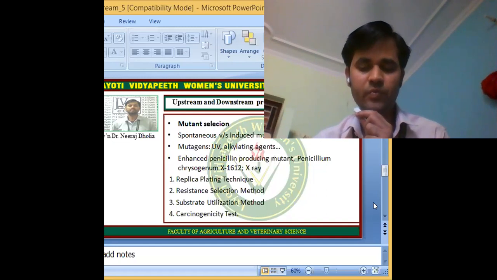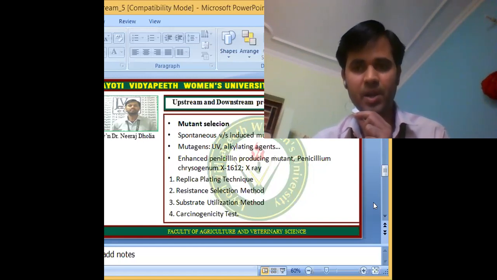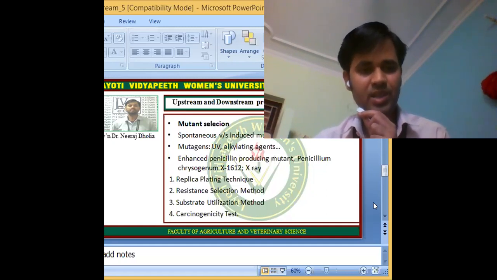Okay, so if a mutation is there, and the mutant strain has developed the capacity to grow in the absence of a specific amino acid or protein, it will grow on the replica plate and we will collect and isolate that. Second is the resistant selection method.